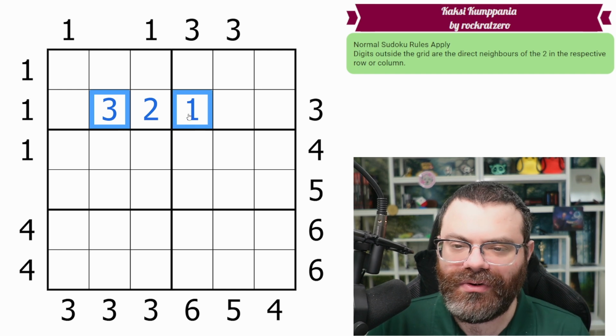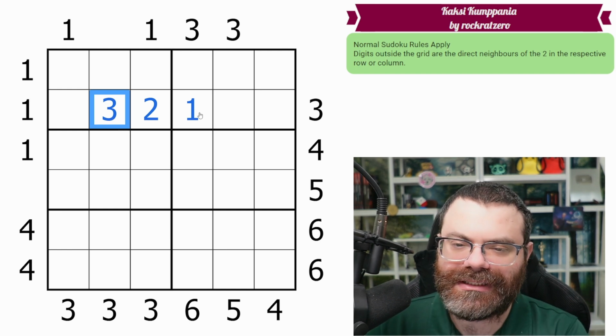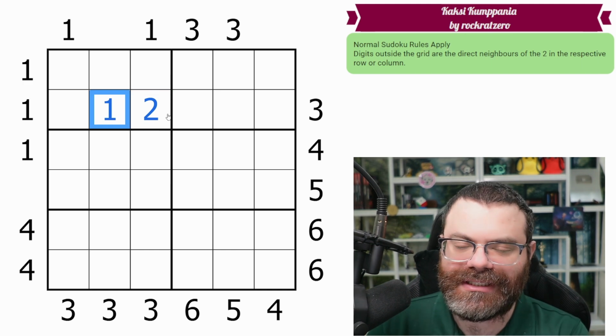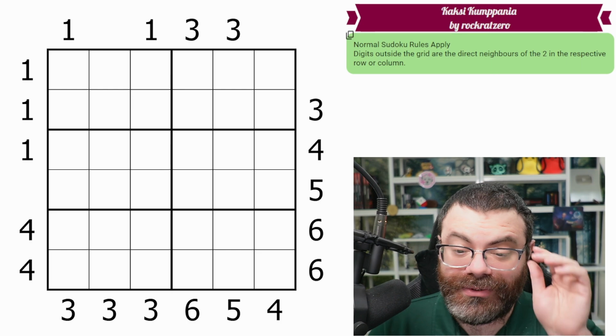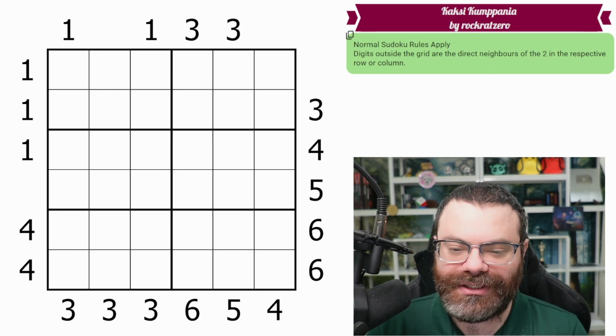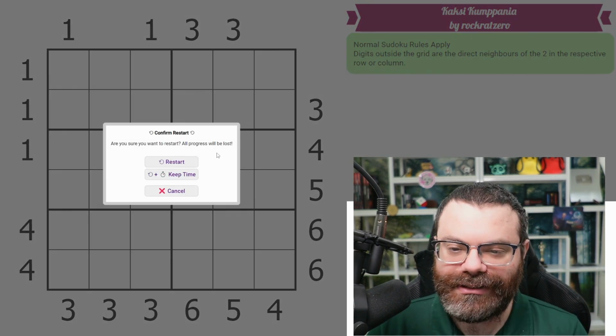Now, I don't think we know which neighbor is which. Like, I don't think it's saying that the 1 has to be next to the 2 this way. I think it just means it's next to the 2 in general. All right. And that's it. Those are the rules. There's a link in the description if you'd like to try the puzzle yourself. And I'm going to get started right now.